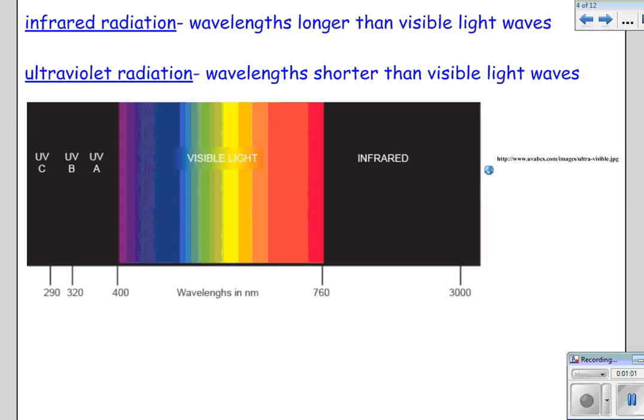Infrared radiation, wavelengths longer than visible light waves. Ultraviolet radiation, wavelengths shorter than visible light waves. So visible light fits right between these two on the electromagnetic spectrum. Last year we really just focused on learning about visible light. Now we're going to look at two other sections on each side of visible light. As you can tell, the red, infrared, is right next to the color red on the visible light spectrum. And then ultraviolet is right beside the violet.